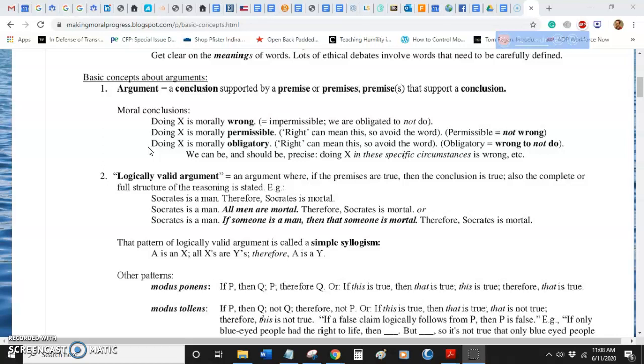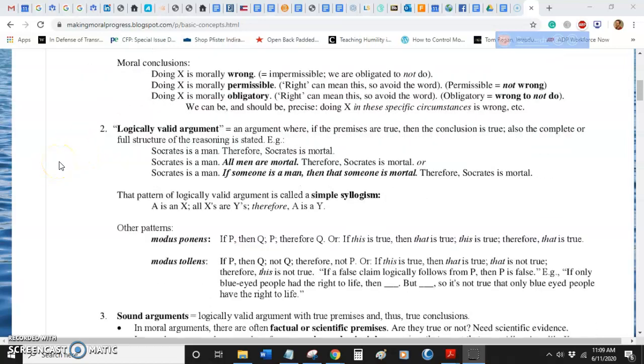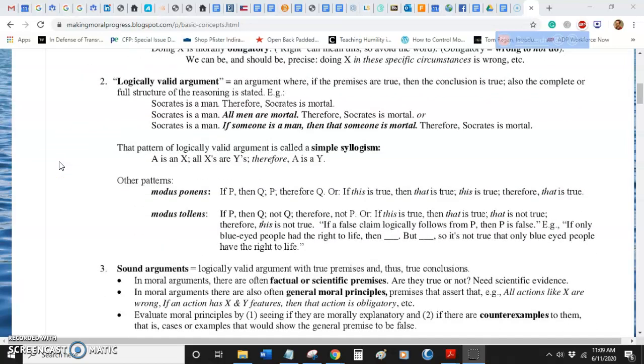So you notice that we don't really have the word right. That's because we can ask, what do you mean by the word right? Sometimes when people say right, they mean permissible. Other times they mean obligatory. Since one of our goals is to have better concepts for thinking about things, we're going to use our better words of permissible and obligatory. Okay, so we have the idea of an argument, and arguments can be good and bad in different ways. And one way an argument can be good is that it's called logically valid.